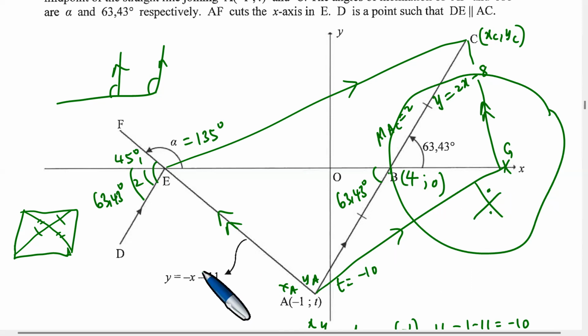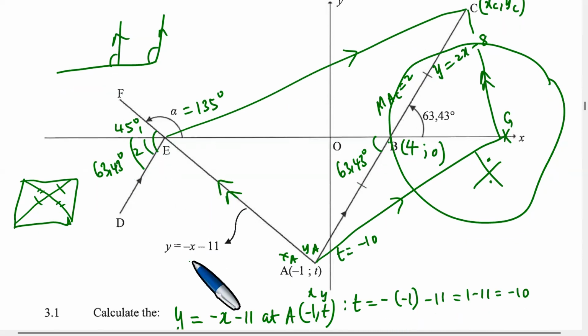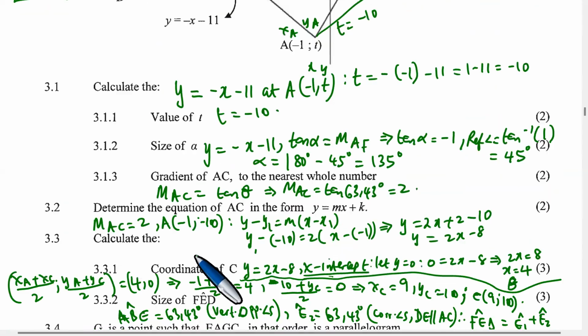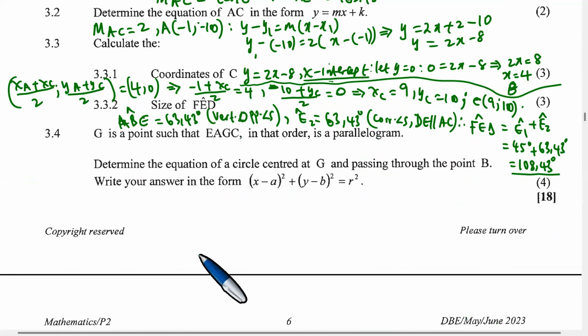So let's do this. What do we do first? Let's find the coordinates of E, because if you find the coordinates of E, B is the midpoint. Why is B the midpoint? Because this is a diagonal and that's a diagonal of a parallelogram, and therefore they bisect each other. For the coordinates of the point E, the equation is y equals minus x minus 11. So we're going to use that.